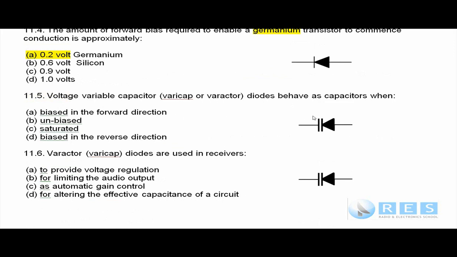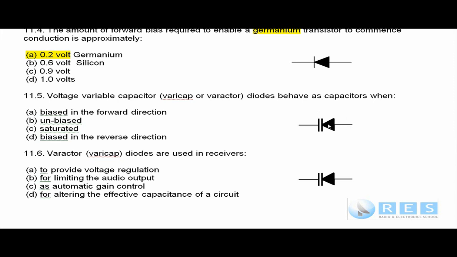Question 11.5. That symbol there is a varactor or varicap diode. A varactor or varicap diode is always reverse biased. It's never forward biased, and it acts like a variable capacitor. You can get a capacitor somewhere between about 30 picofarad and about 180, 200 picofarad by using a varactor diode, and they are always reverse biased. They are never forward biased, so they never conduct.